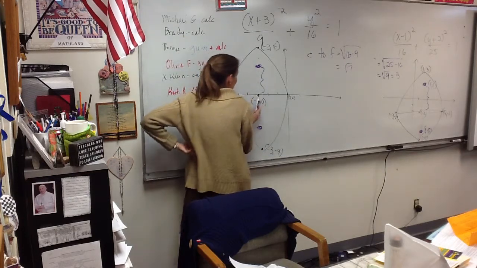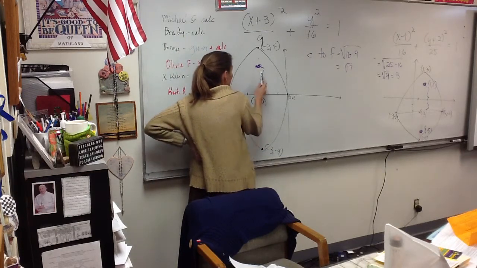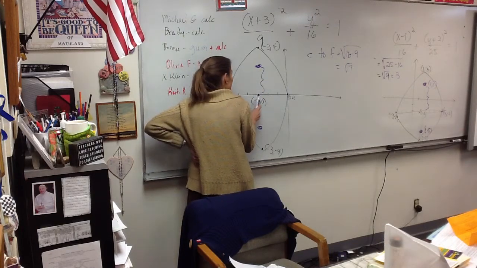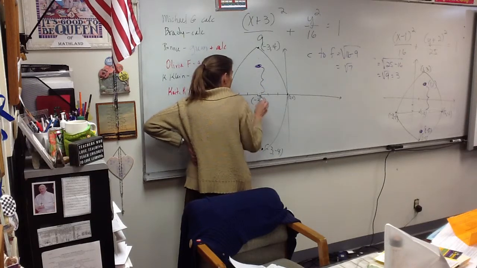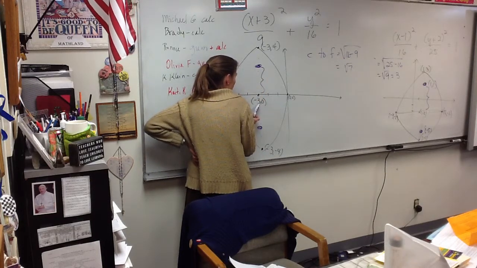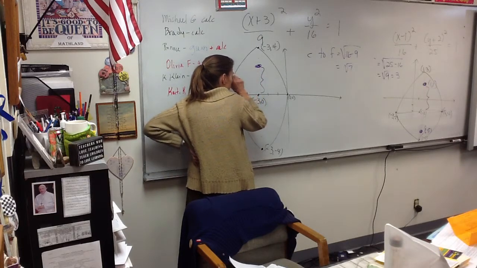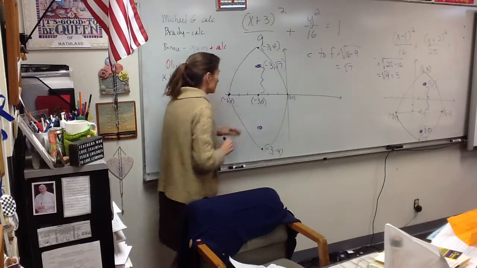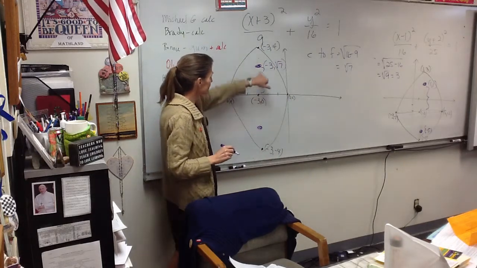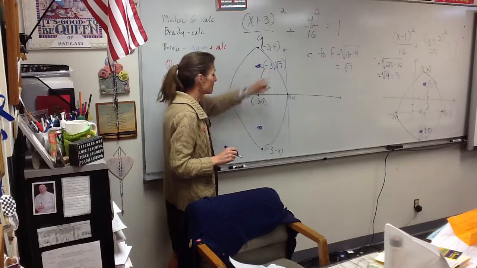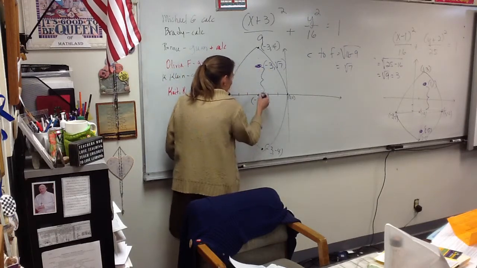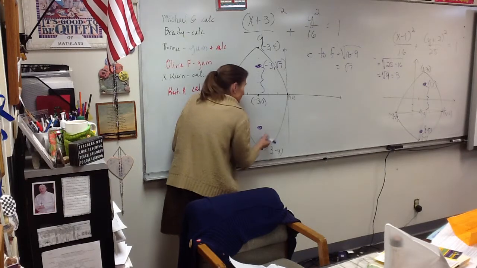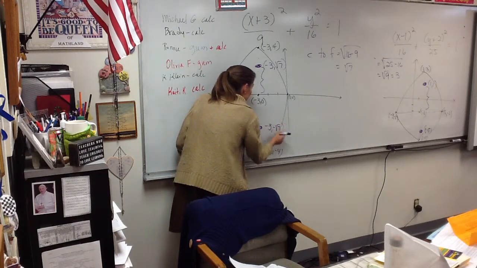So you are going to start right here and go up root 7. Start at your center and go up root 7. So if you're going to start at this point, what would be the coordinates? -3 comma root 7, perfect. We're going straight up. So x is -3, root 7. What about down here? We're going to go down root 7. -3, negative root 7.